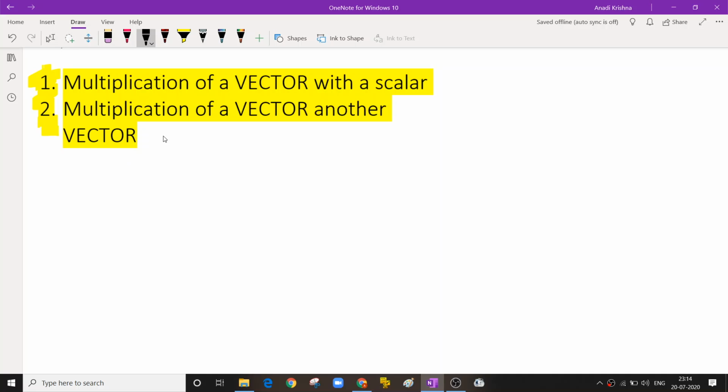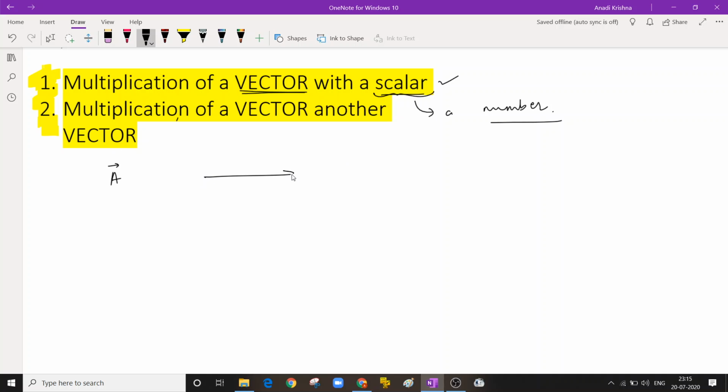Let's talk here about multiplication of a vector quantity with a scalar quantity. It is very simple. When a vector quantity is multiplied by a scalar quantity, meaning a number, it is just a number. The scalar quantity is just a number.